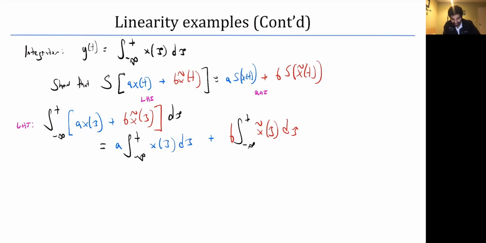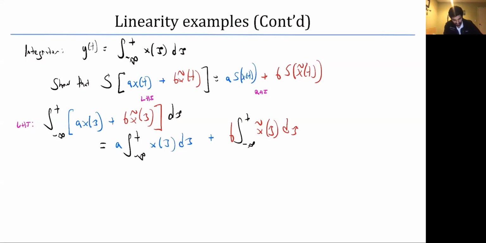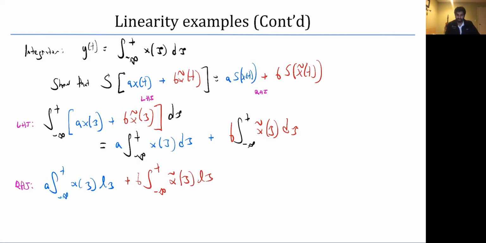Now, let's take a look at the right-hand side. In blue here, it is going to equal a times the integral from minus infinity to t of x of tau d tau plus b times the integral from minus infinity to t of x tilde of tau d tau. You can see that in this particular case, the left-hand side equals the right-hand side. So the system is linear.